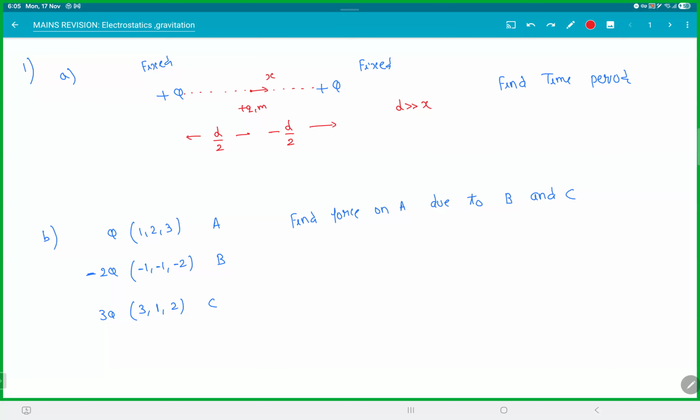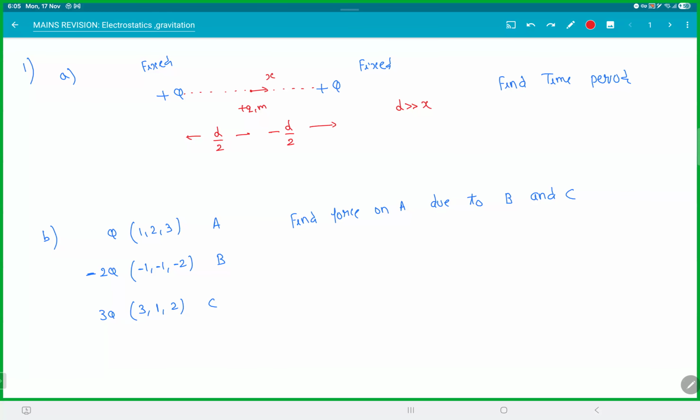It's in Coulomb's law and SHM. You got an answer? You can type in the chat box here to the co-host. If you're done, go ahead with the second one.